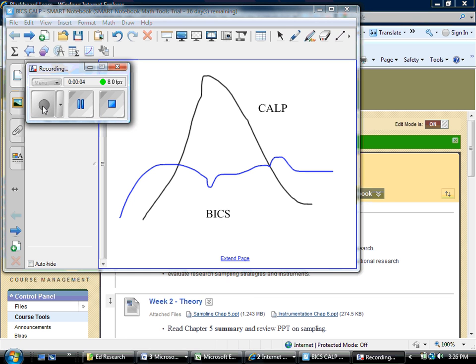Hi. Someone in class pointed out that the links to BICS and CALP on the language development PowerPoint didn't work. And I realized that I'm so used to teaching this class face-to-face that I needed to elaborate on a really important concept in second language development.